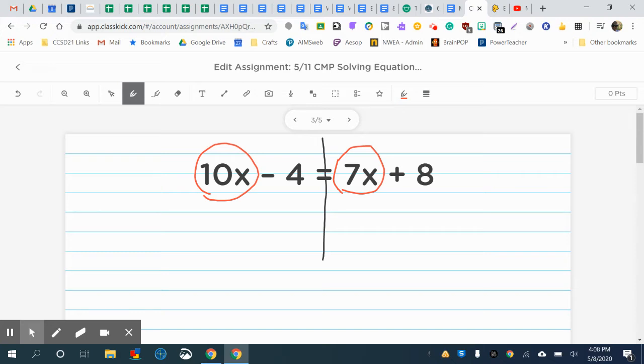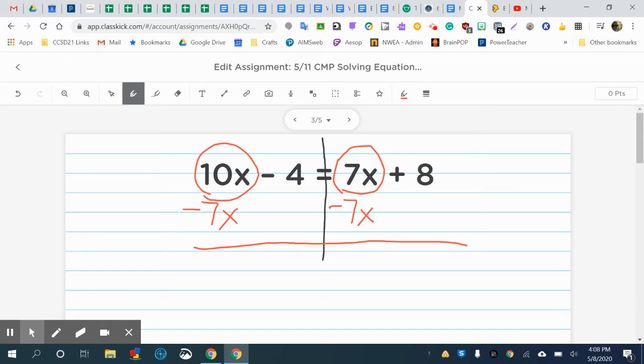I always like to move the lower value. In this case, it's the 7x. 7x is positive, so in order to get rid of it, I need to subtract 7x from this side, which means I need to subtract 7x from this side. Again, notice that I'm putting that minus 7x underneath the 10x because that is what I'm combining. Keeping myself organized.